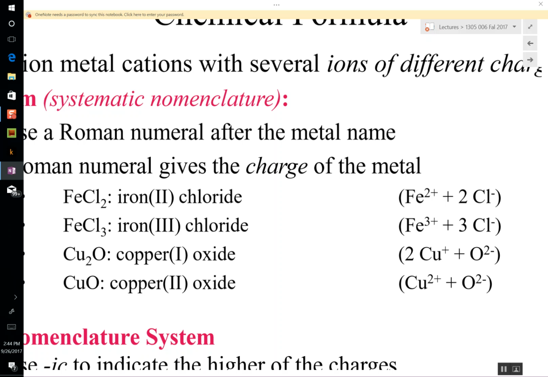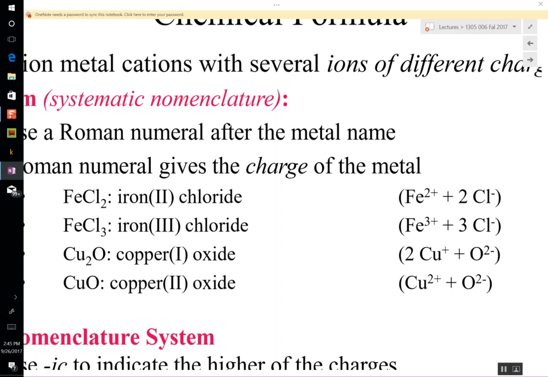If we went across the hall and got a bottle of iron chloride, I think it would be yellow, and this would be a different color. They'll react differently with things. So they are distinctly different compounds. This has 1 iron for every 2 chlorides. This has 1 iron for every 3 chlorides.